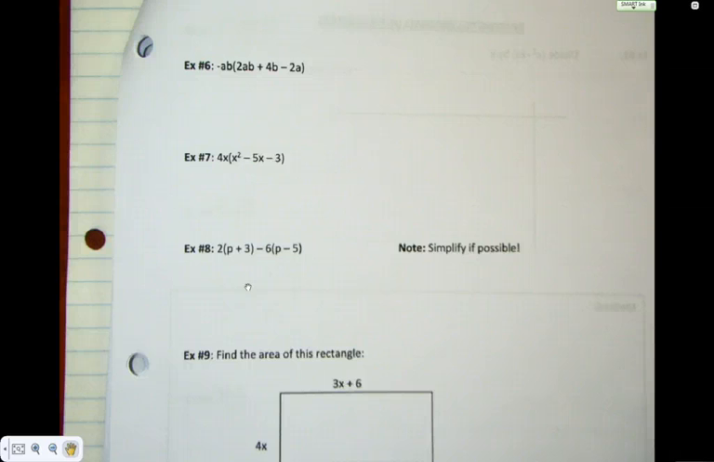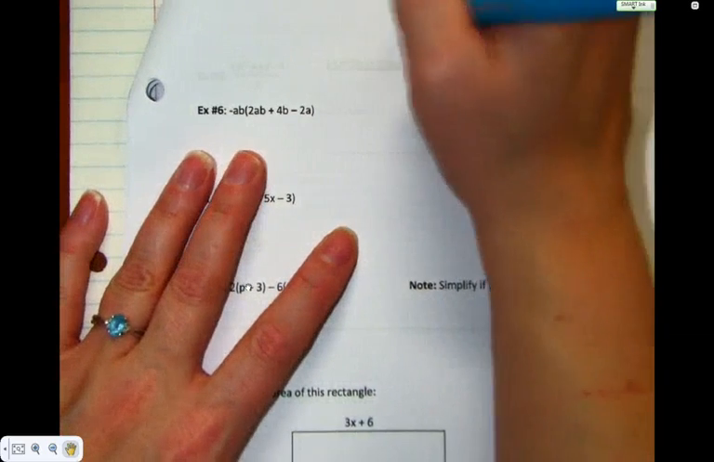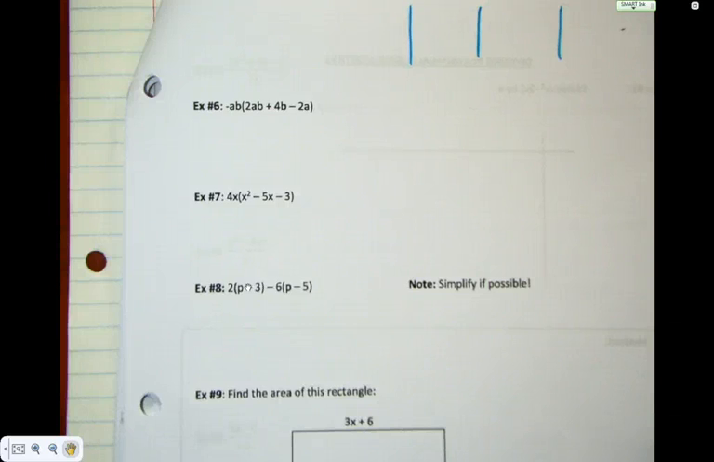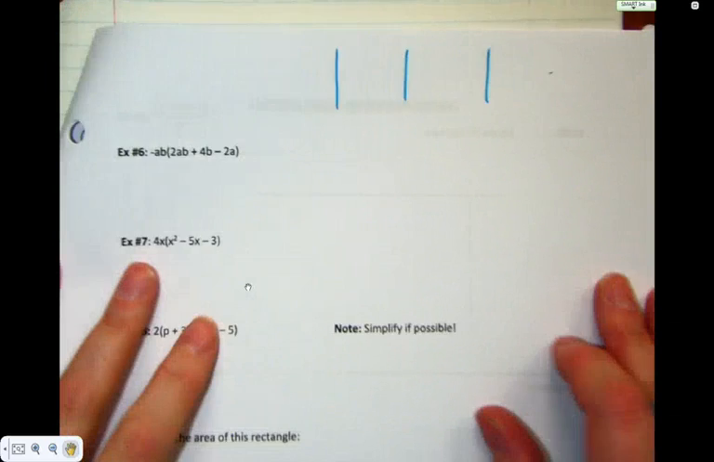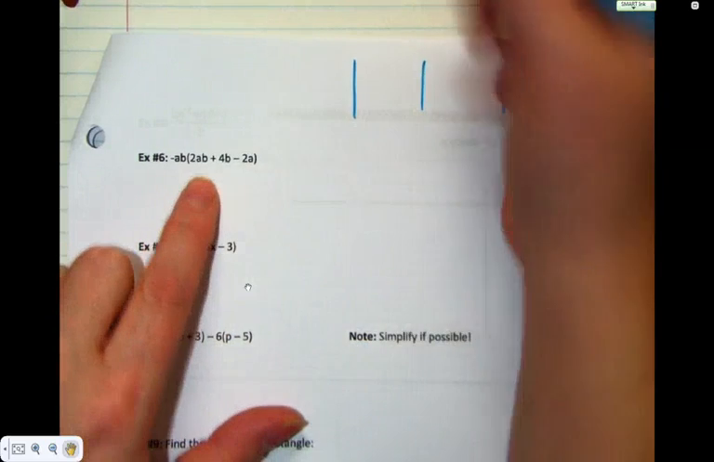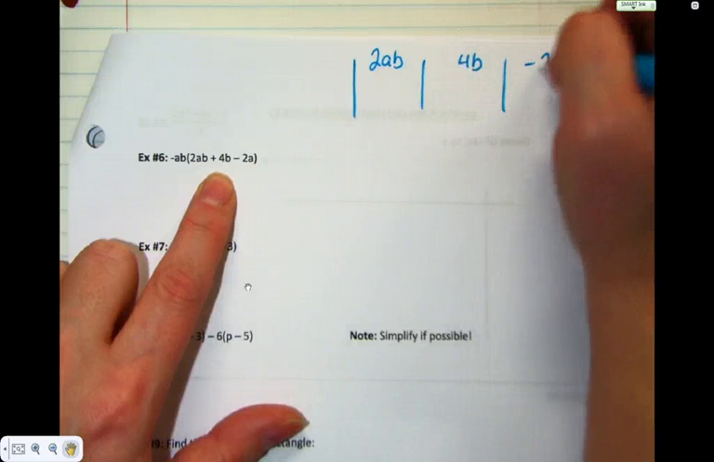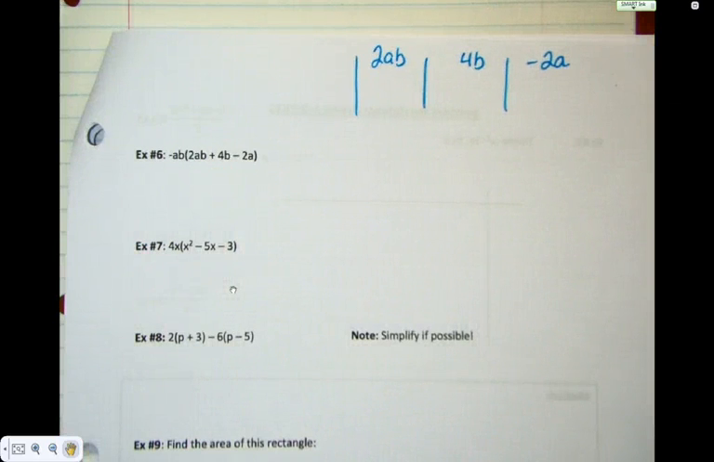I'm going to show the right brains a different way to do these kinds of questions. It'll work for some of you, it won't work for others, and that's fine. If it doesn't work, then just ignore it. I'm going to do it up top so I have room in the bottom. I'm going to put 3 vertical lines. And at the top of them, I'm going to write the 3 terms that are in brackets, so 2ab, 4b, negative 2a. So I'm just splitting up that trinomial.